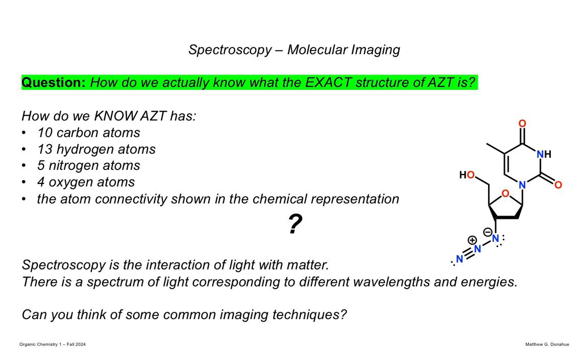How do we figure out what the structure is if we only had this white powder available to us, this substance? How can we go from that to that structure?